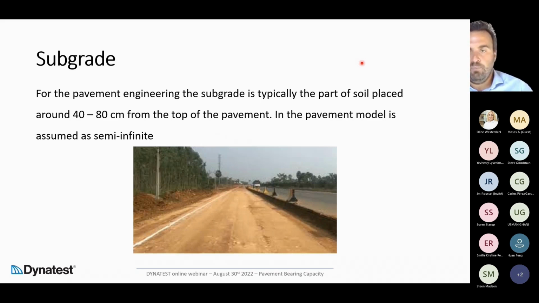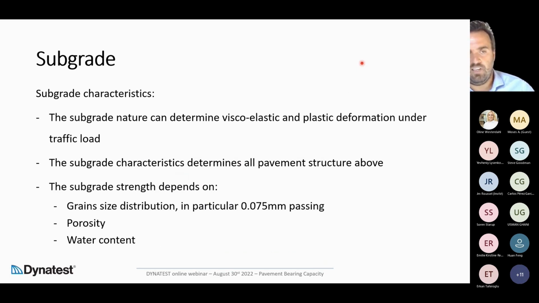So it is very important that we have in mind what the subgrade is. Because sometimes during the training we perform for the ELMOD software, the definition of the subgrade is the same. So usually the subgrade is the part of soil placed around 40-80 centimeters from the top of the pavement. And this is assumed as semi-infinite. If you have an embankment, the subgrade is not the soil where the embankment is placed above. No, the subgrade is defined as the layer where the foundation is placed on. So it's very important.